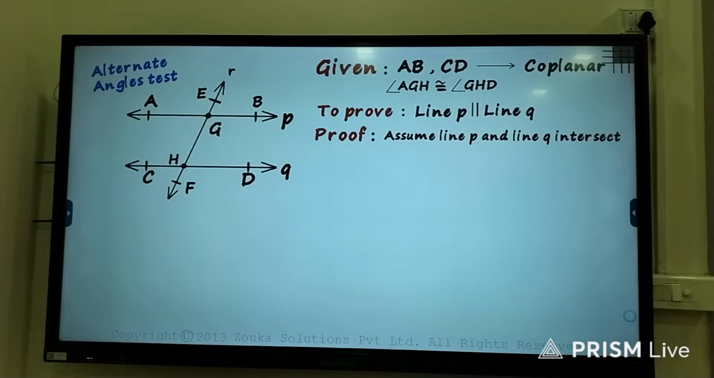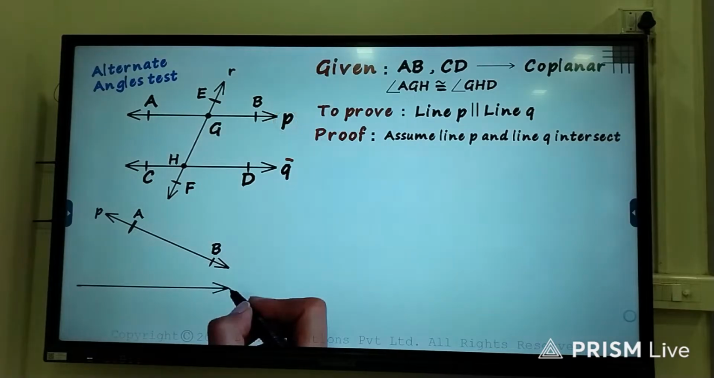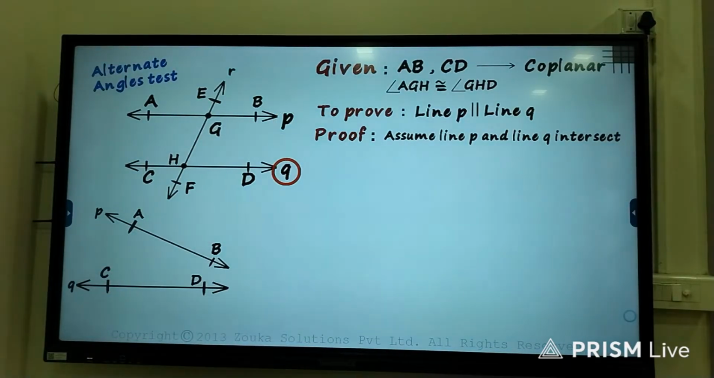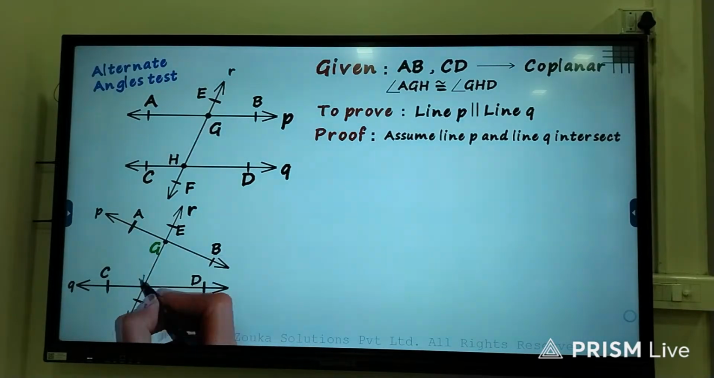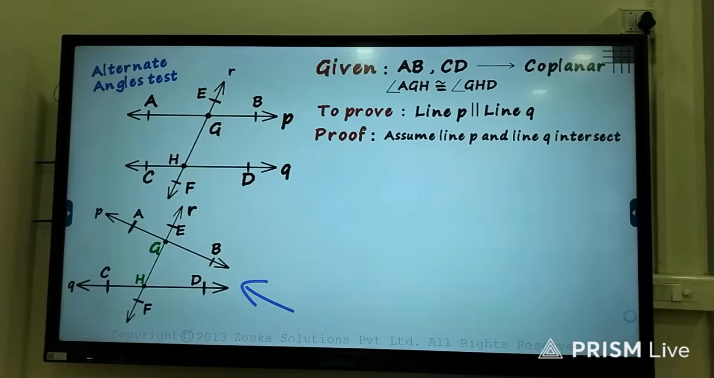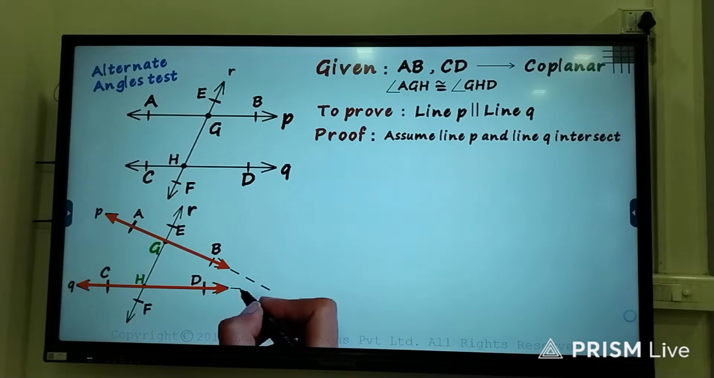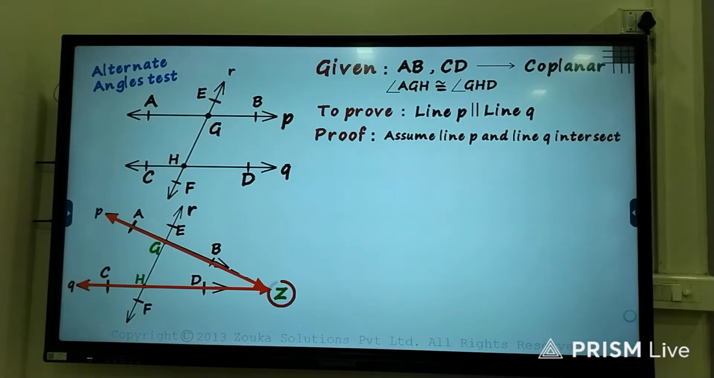Let's redraw the figure. We draw line B, which is line AB like this, and we don't change the direction of line Q, which is line CD. The transversal R intersects line B and Q at points G and H respectively. This is how the figure would look if the lines were not parallel. If the lines B and Q are extended, then they meet at point Z. They meet at point Z to form triangle GZH.